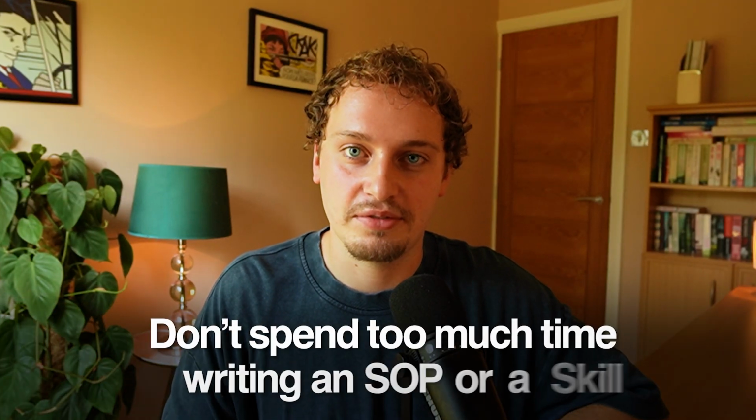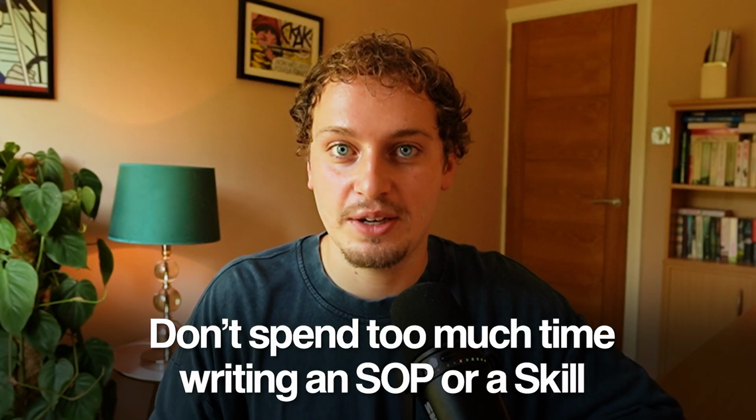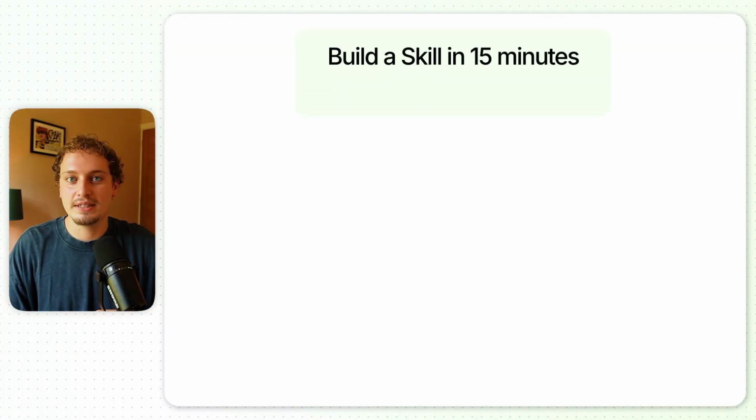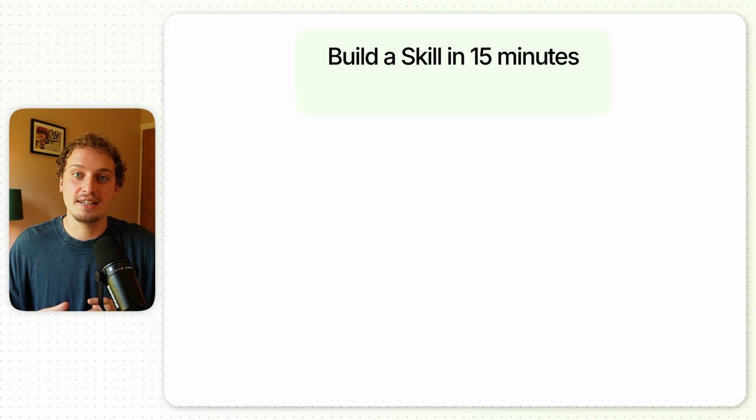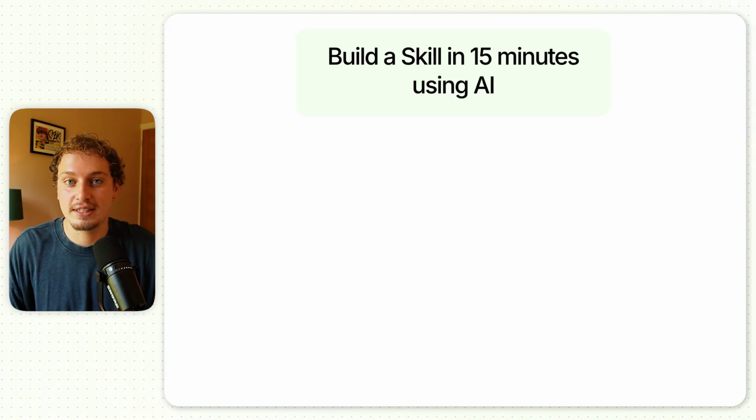You can think of writing a skill a lot like writing an SOP for a human. Now, I have videos about writing SOPs that you can check out, but my main principle is that you shouldn't spend forever writing one. The same is true of skills. You can build one in 15 minutes. And here's what makes it even easier. You can use AI to help you write the skill itself.